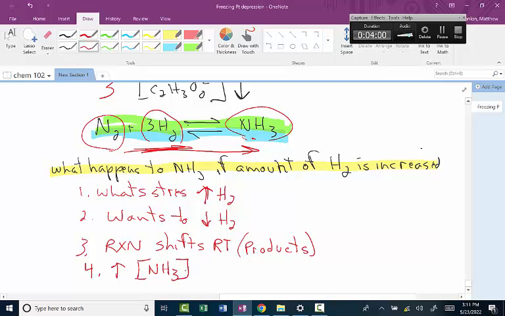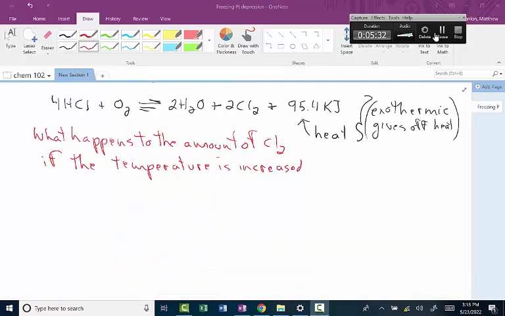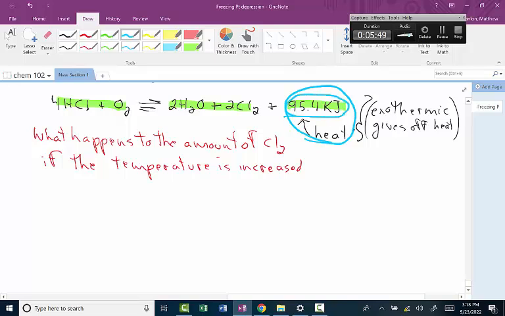All right, we'll do another one here. So here's our problem. 4HCl plus O2 yields 2 water plus 95.4 kilojoules of heat. This kilojoules of heat over here means it is given off. And we can treat this heat, this 95.4 kilojoules, as a product. And that's what you need to do. This is exothermic, so you have to memorize that. If a reaction is exothermic, it gives off heat.